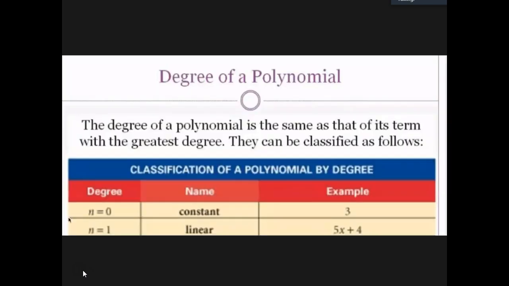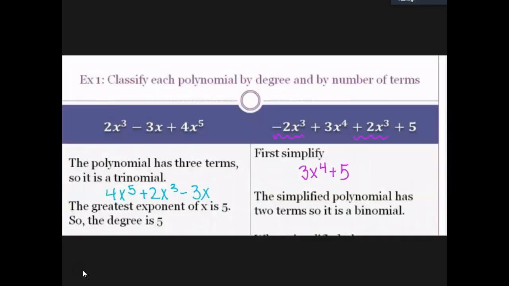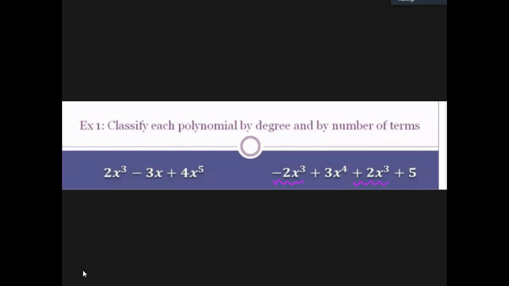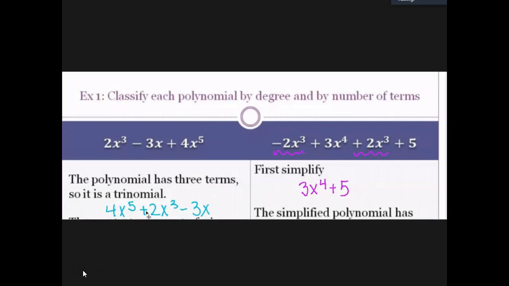Okay, so let's classify some polynomials. In those first two examples, what you need to recognize is that they are not in the correct order and that we have like terms. So the first thing you want to do is rearrange the terms so that they are in descending degree. That is known as standard form. And simplify. Those are the first steps you would do on 1 and 2. That would then allow you to classify them.